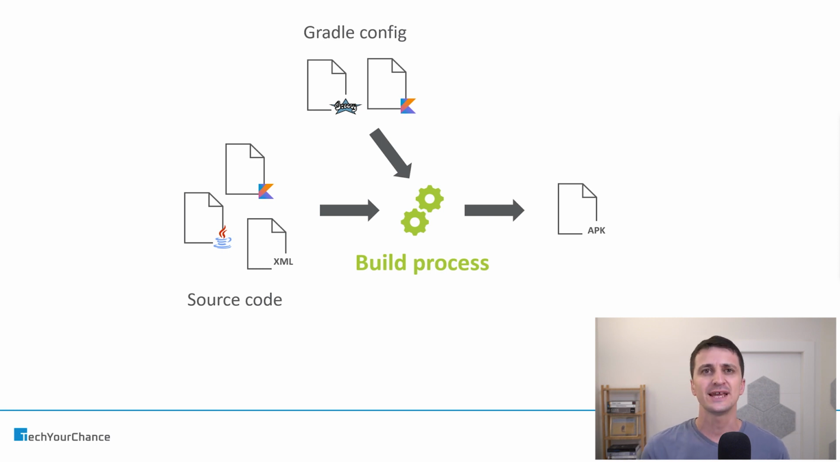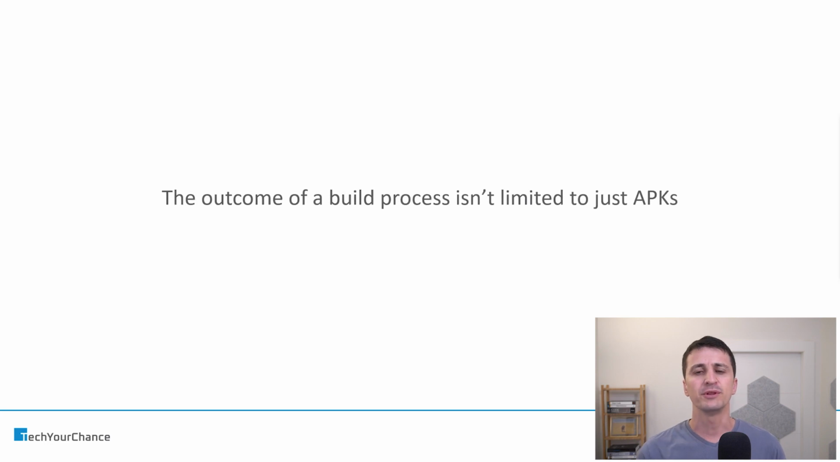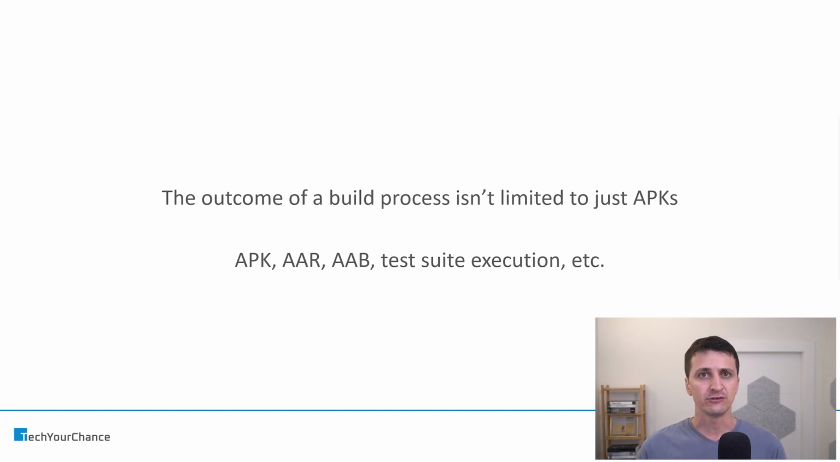Now, the last thing that I want to say about the build process is that the outcome of a build process isn't necessarily just an APK file. I just showed you one example of an outcome when I do this assemble debug build task, and eventually I get this APK. But actually, I can get APKs, I can get AARs, these are the archives for Android libraries, I can get AABs, basically bundles for distribution to Google Play. A result of a build process can be a test suite execution, etc. So the build process isn't limited to just building APKs, but actually it's any kind of sequence of steps that Gradle executes in order to give you some useful outcome. And this basically concludes this Android bit about the build process and Gradle.